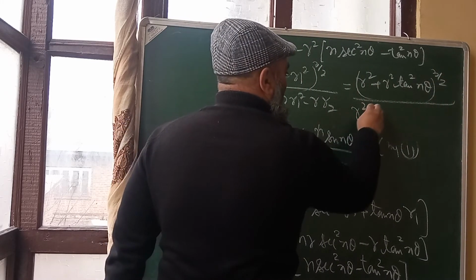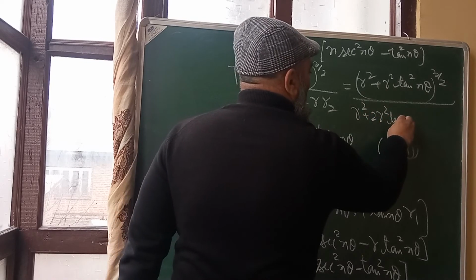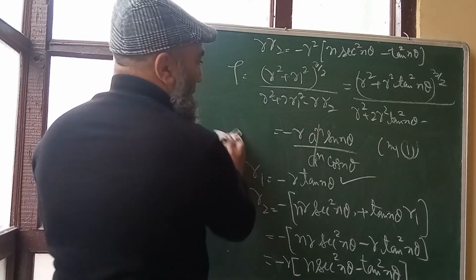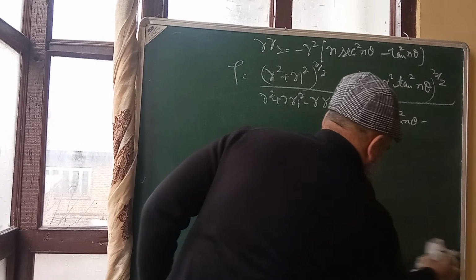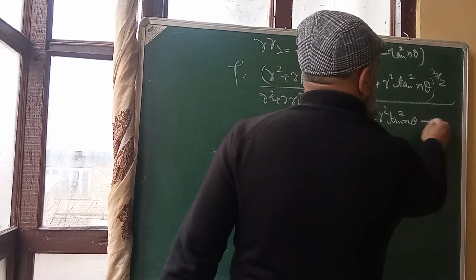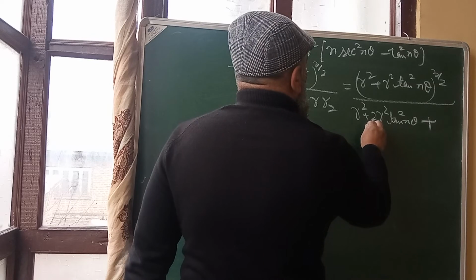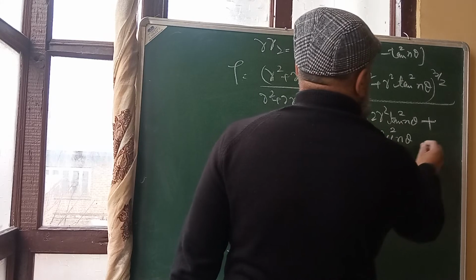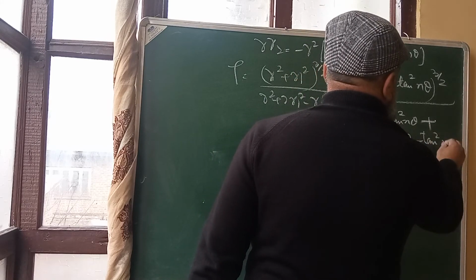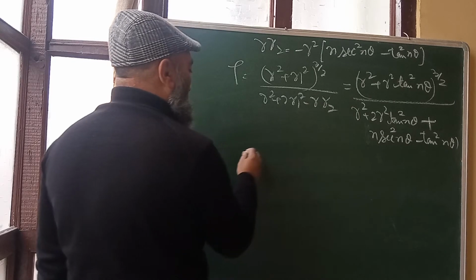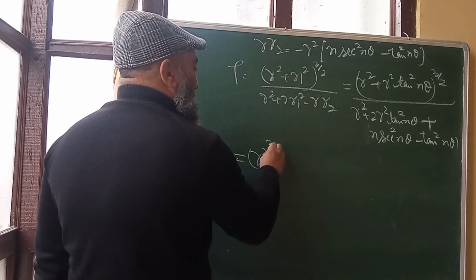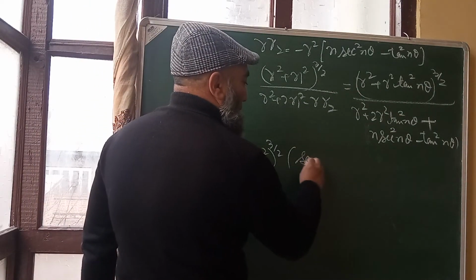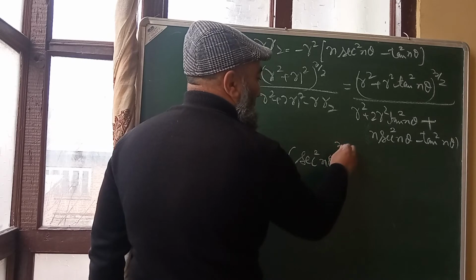Then r square plus twice r1 square minus r r2. This is your r r2. Minus minus plus. And sec square n theta minus tan square n theta. Now you can simplify. r square raised to the power 3 by 2. Now what remains is 1 plus tan square, which is sec square. Sec square n theta raised to the power 3 by 2.